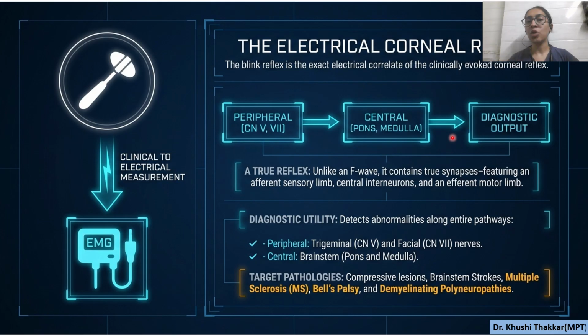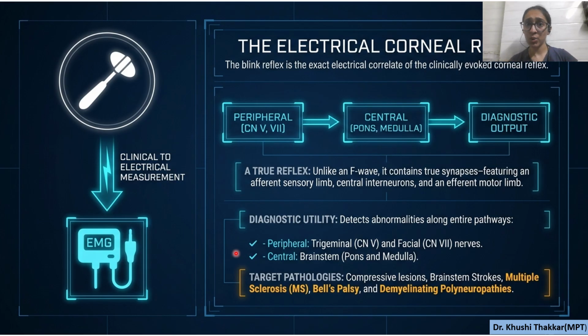It detects any abnormalities along the entire pathway from your sensory stimulus, that is your receptors, to your afferent, to your interneurons, to your efferent, and the outcome. So localization of the lesion is helpful along the entire neurological pathway. The peripheral part will help you understand trigeminal and facial nerves, and the central part will help us understand if there are any lesions in the pons, medulla, brainstem, any tumor or multiple sclerosis, demyelination, compression, infarct, etc.